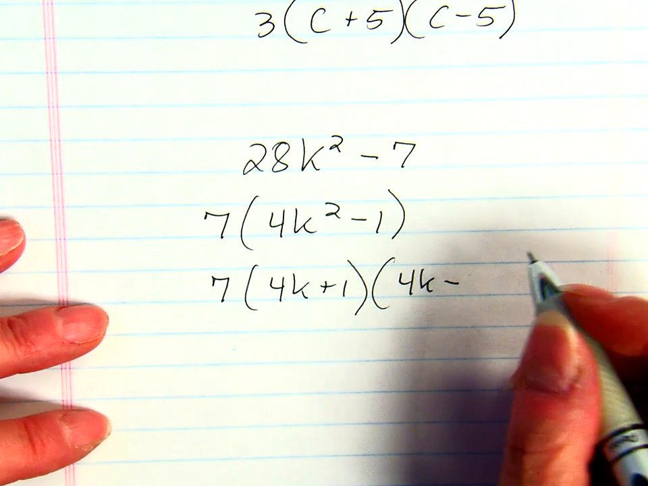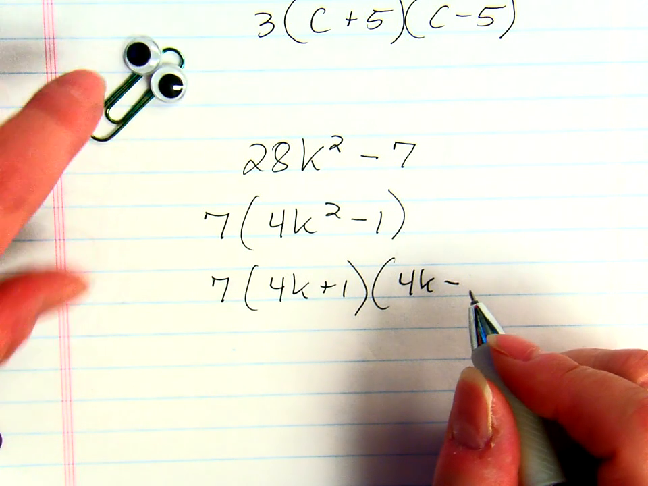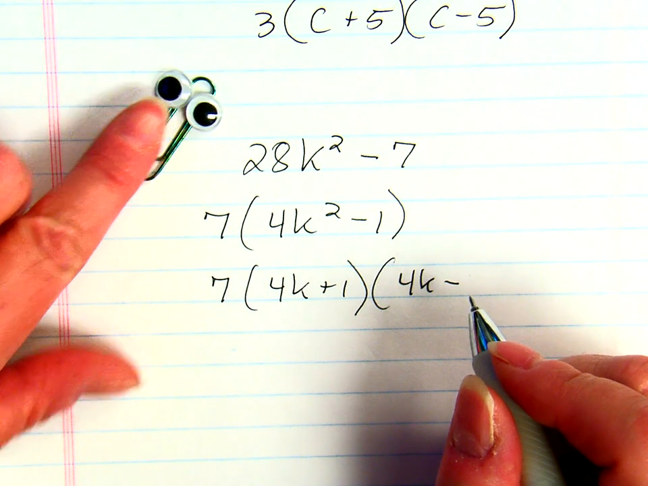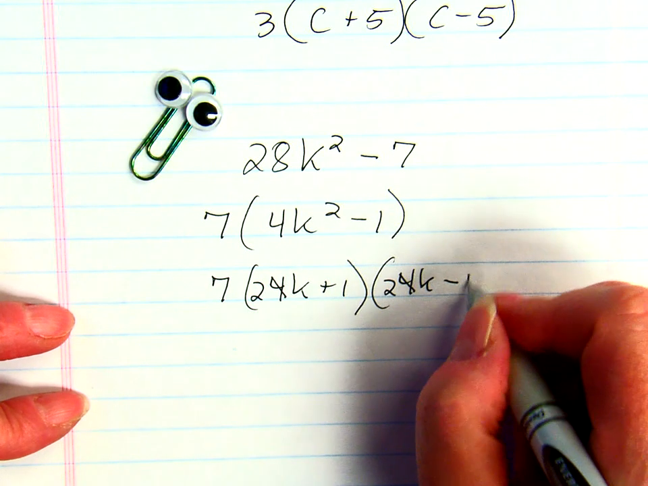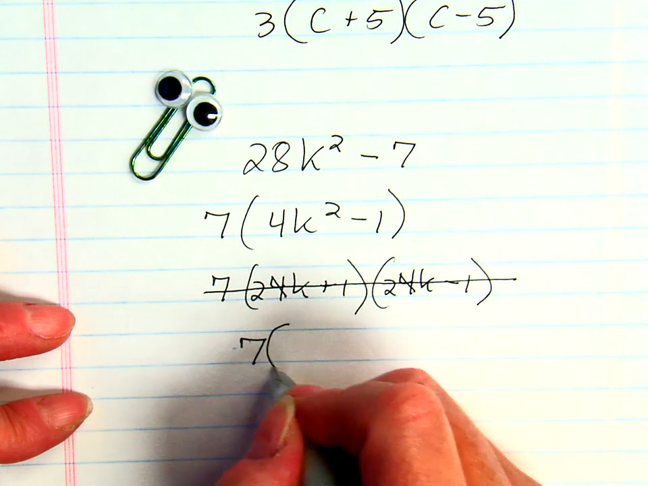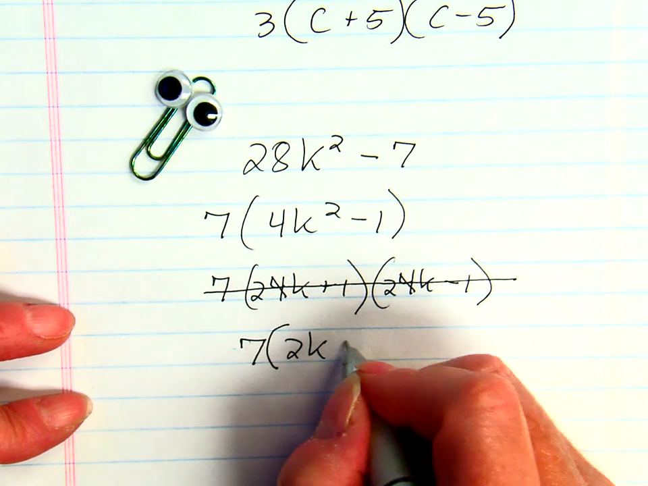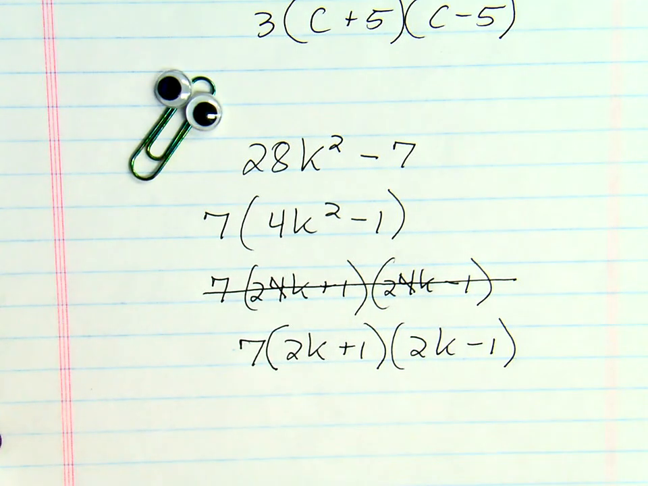Oh, Lord. Sorry. Once again, I really need to have somebody watching over me at all times, because this should be a 2, and this should be a 2, and there's my 1. So putting my nice line through it so that we can see it better: 7 times (2k plus 1)(2k minus 1). There you go. So hopefully you find this not too complex, and we will work on problems together tomorrow.